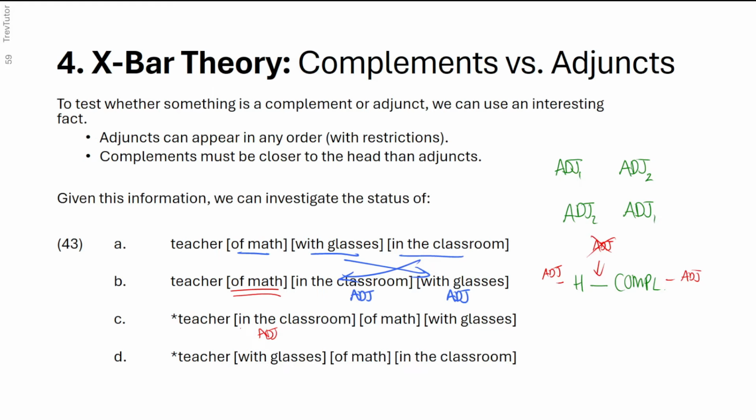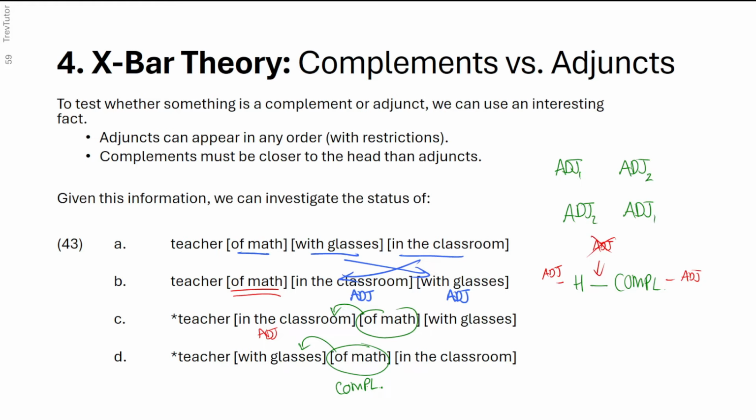In fact, if you try to interpret this and say it's grammatical, something interesting happens. "Of math" is telling us about the classroom. It's in the classroom of math. What if we put "with glasses" in front? "The teacher with glasses of math in the classroom." "Of math" is now telling us that we're describing the glasses. So we can't put an adjunct between "teacher" and "of math." So this is going to tell us that actually "of math" is a complement in this case.